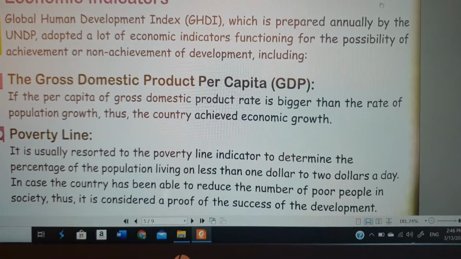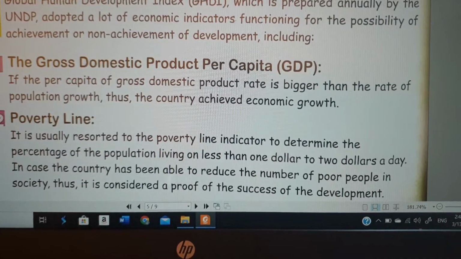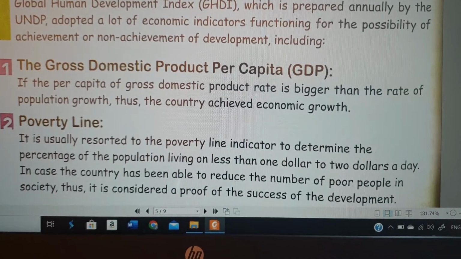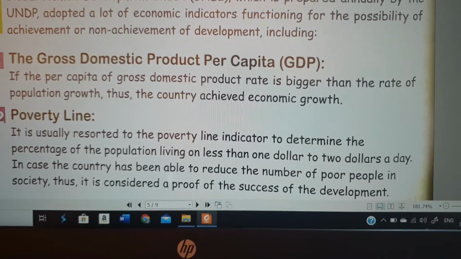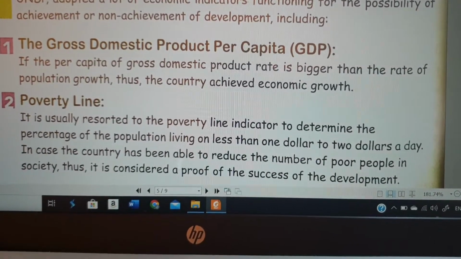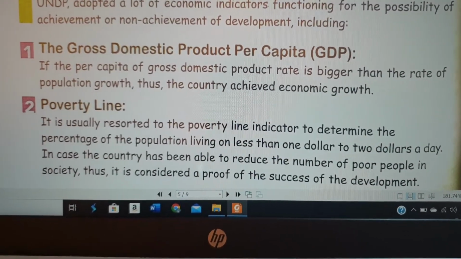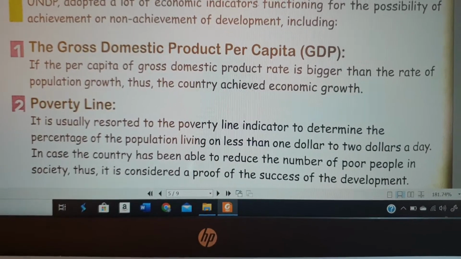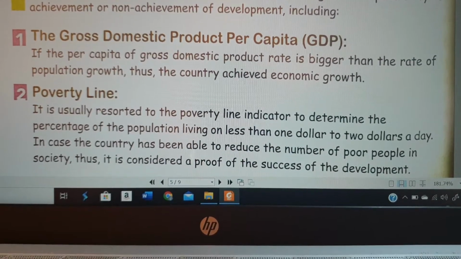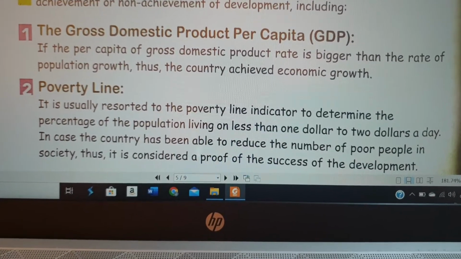Okay, my friends, now let's begin with these indicators. The first one, the gross domestic product per capita. If the per capita gross domestic product rate is bigger than the rate of population growth, thus the country achieved economic growth. Look at this. If what the country produces is more than the needs of its population, that means what? We have an economic growth for that country.